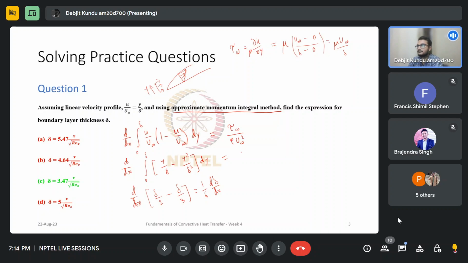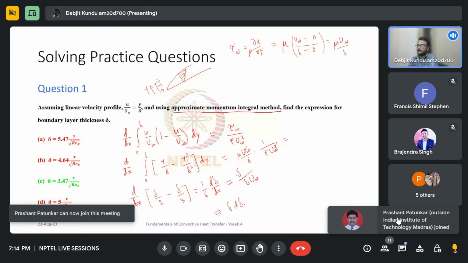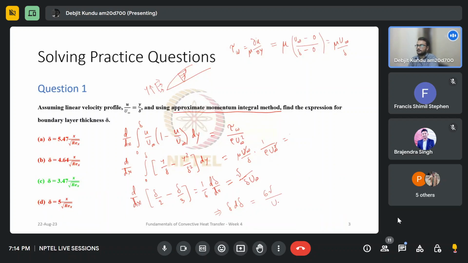So we can simply replace this as mu into u infinity by delta, and here we have rho u infinity squared. So u infinity gets cancelled, and mu by rho becomes nu. So this is equal to nu over delta u infinity. Now this can be written as delta into d delta equal to 6 nu over u infinity into dx.